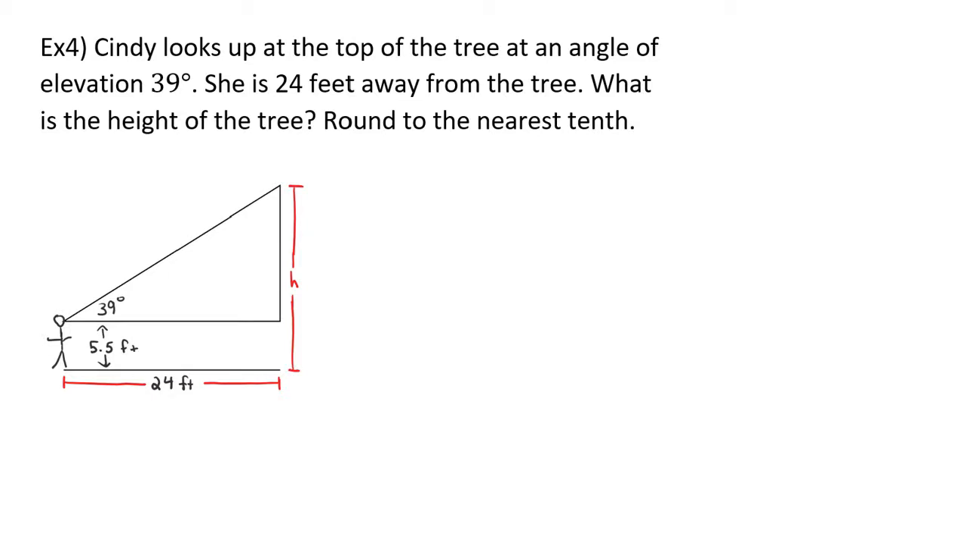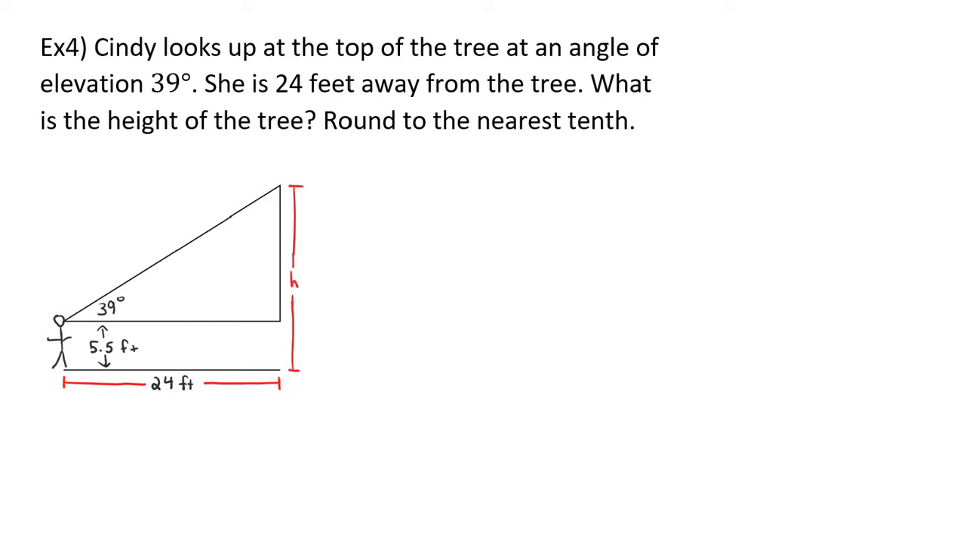All right, you're going to have a few word problems. Our first one is going to be dealing with elevation. It says, Cindy looks up at the top of the tree at an angle of elevation of 39 degrees. She is 24 feet away from the tree. What is the height of the tree? Round to the nearest tenth.